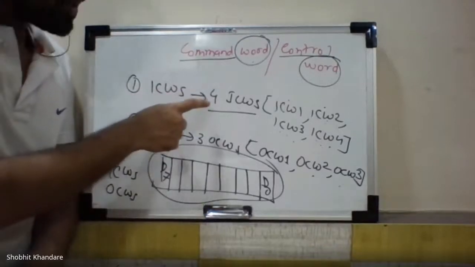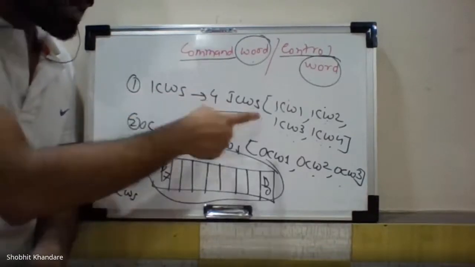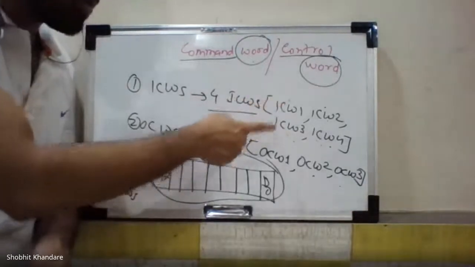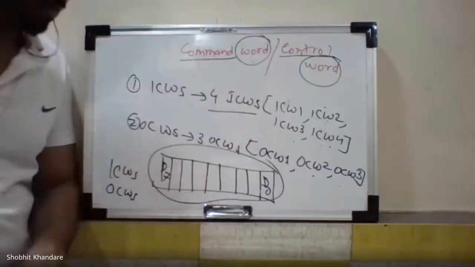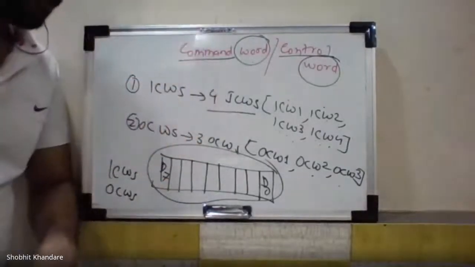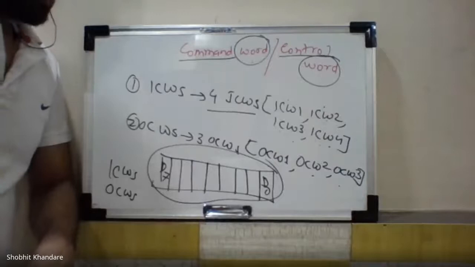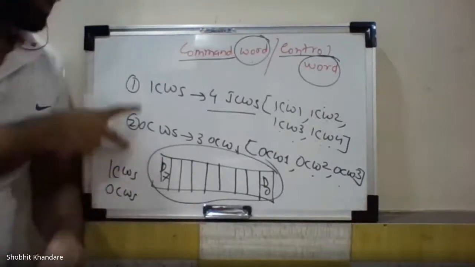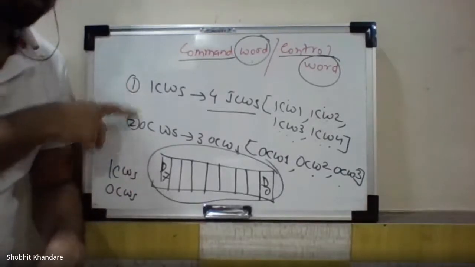So write down further. There are 4 ICWs. Write in brackets ICW1, ICW2, ICW3, ICW4. And write down something about OCW also. Let me write it under it so that you will understand the difference.